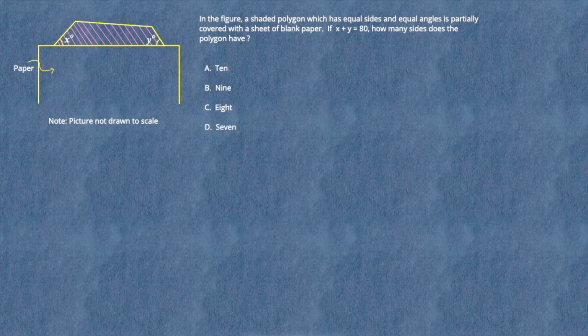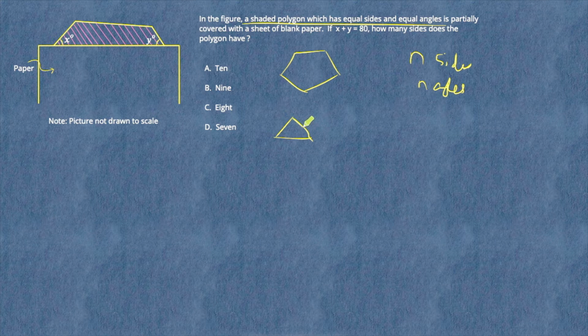First, let's see what they have given. They have given a shaded polygon which has equal sides and equal angles. So first we need to understand what a polygon is. A polygon is a closed shape. It can have n sides with n angles, but it's a closed shape. For example, this is a polygon, but we call this a triangle. This is a polygon, we call this a square. This is a polygon, we call this a rectangle. But all these polygons have some properties, and that is what we are going to use.